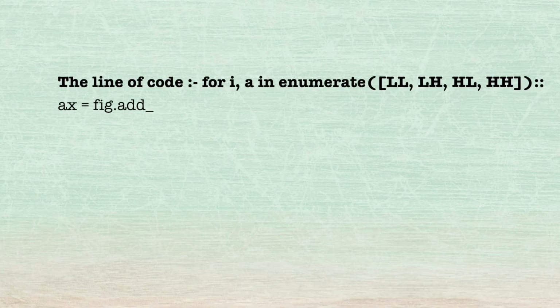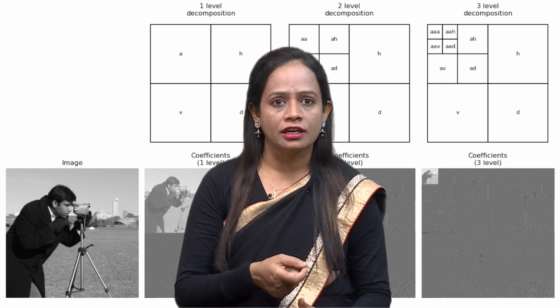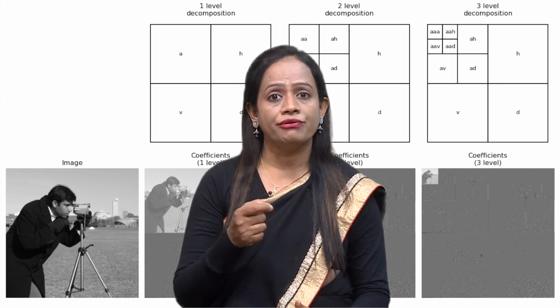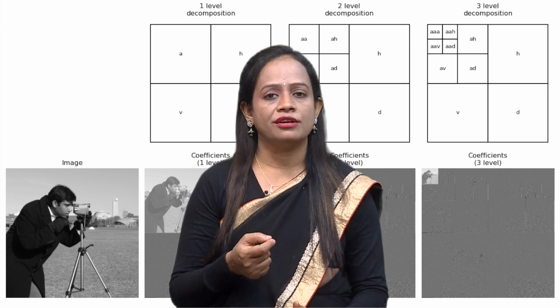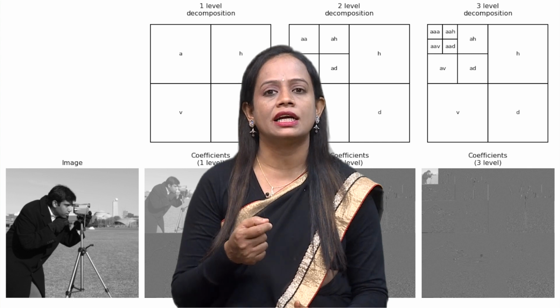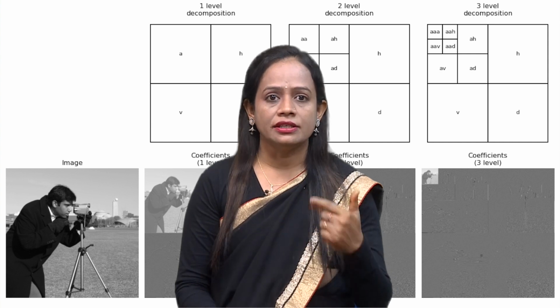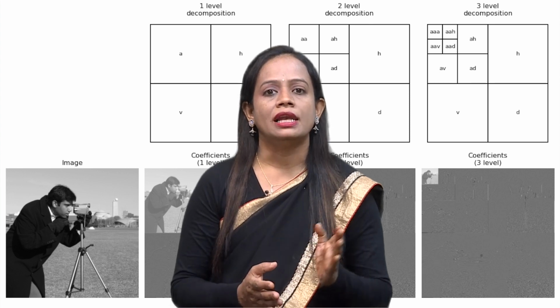Then type ax = fig.add_subplot(1, 4, i+1). Inside the loop, this line adds a subplot to the figure. The add_subplot method is used to create a subplot grid with 1 row and 4 columns, (1, 4). The i+1 argument specifies the position of the current subplot within the grid, which increments each iteration, and this effectively arranges the subplots from left to right.